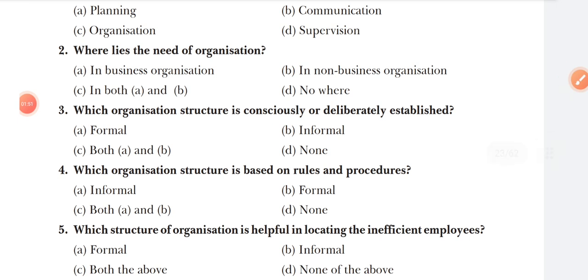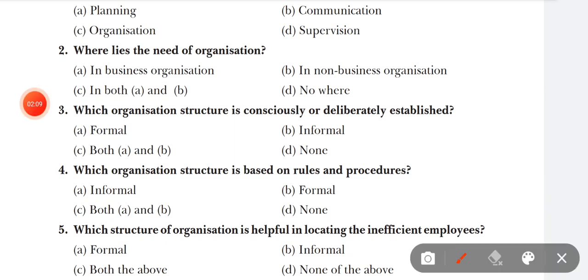Now question 5. Which structure of organization is helpful in locating the inefficient employees? A, formal. B, informal. C, both the above. Or D, none of the above. And the correct option of this question is option A, formal.